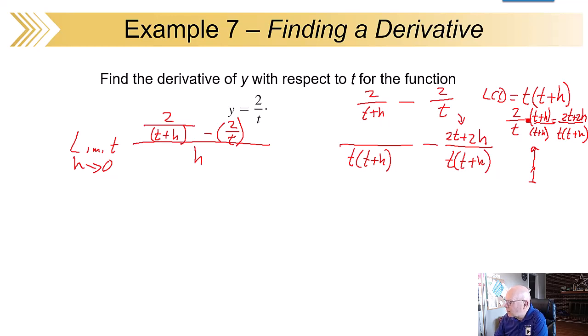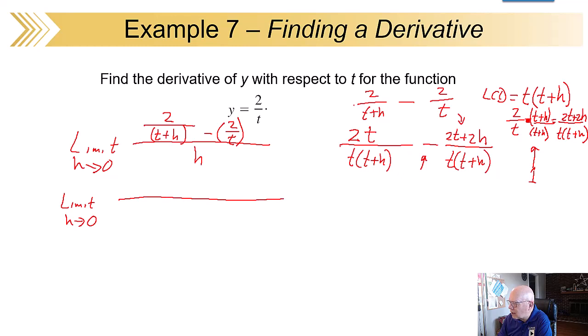Now how about this one over here? I had 2 to begin with up here. What am I missing in the denominator? I'm missing a t. So I'll multiply top and bottom by t over t. So I'll have 2t over t times t plus h. Now I'm ready to actually subtract them. So what do I have over here? The limit as h approaches 0.